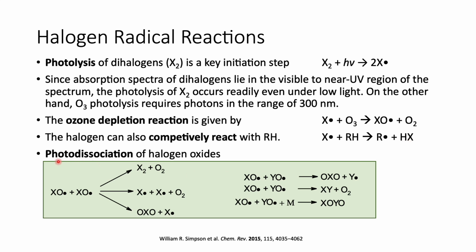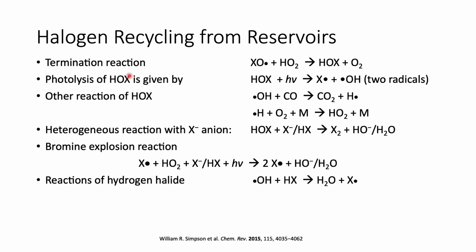If we talk about the photodissociation of halogen oxide, XO dot reactions can lead to the formation of X2 and O2, that means dihalogen and oxygen, or 2X dot can be formed with oxygen, or XO2 is formed with an X radical. So these are all the various combination reactions that are possible when two halogen oxide radicals react. Here other possible reactions are also given. So halogens are also being used in recycling from reservoirs.